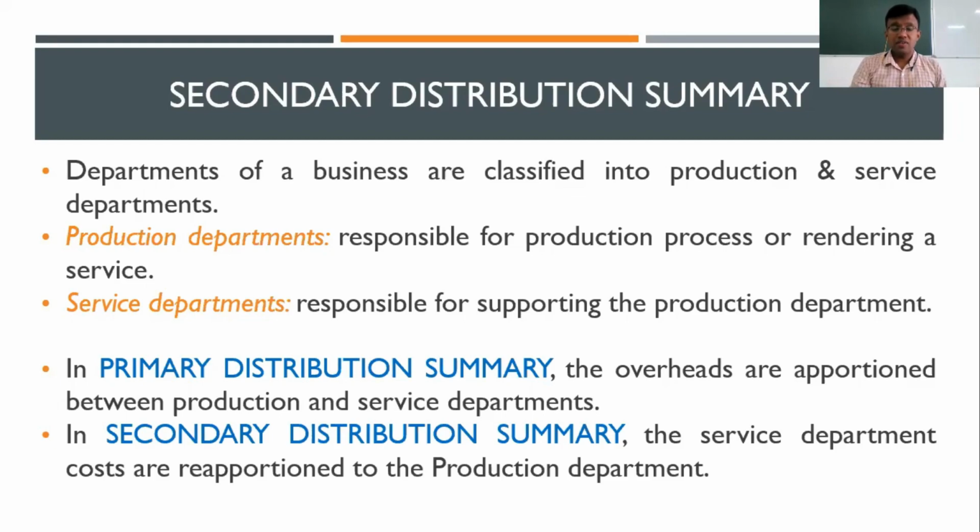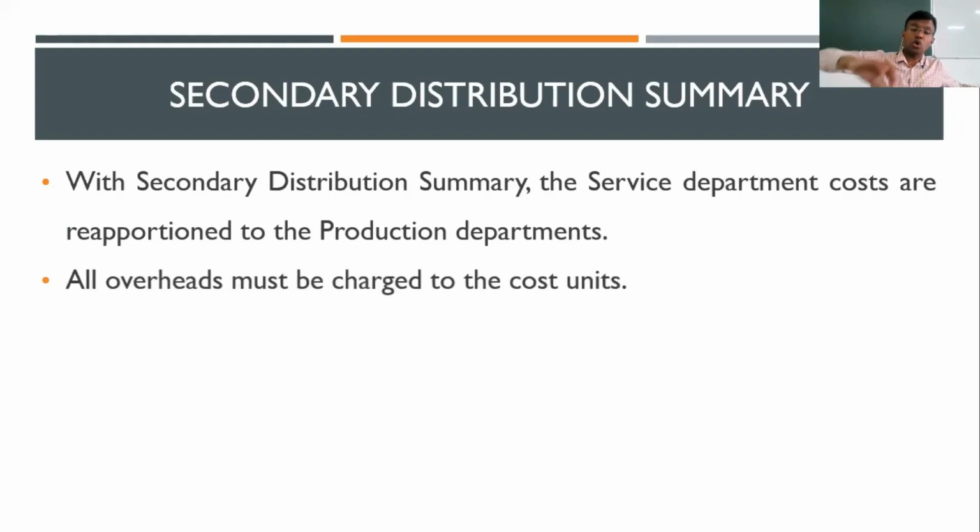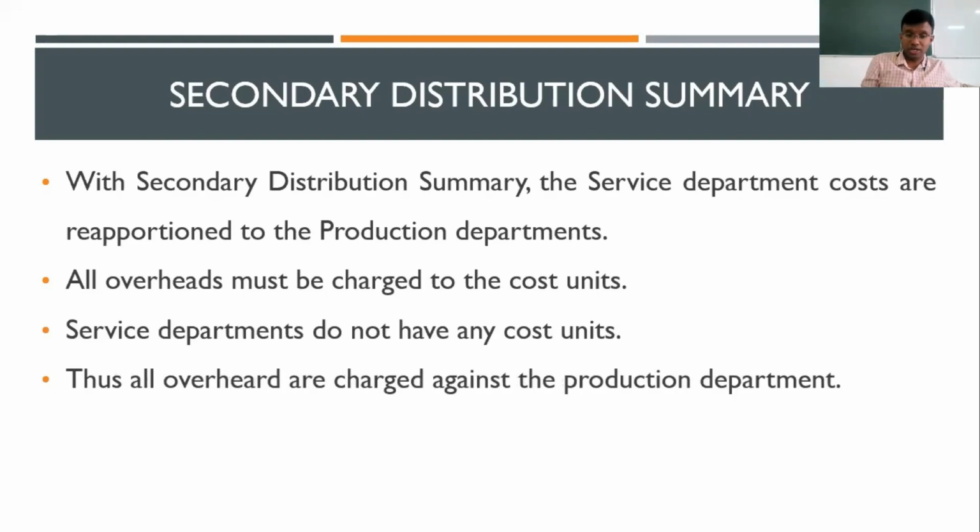Moving forward, we will talk a little bit more about the secondary distribution summary. With the secondary distribution summary, the service department overhead costs are passed on again to the production departments. We are channelizing whatever overhead share has been assigned to the service departments, and it gets redistributed back to the production departments. All the overheads that have hit the service departments get passed back to the cost unit.